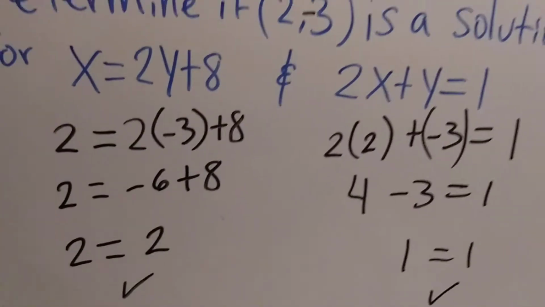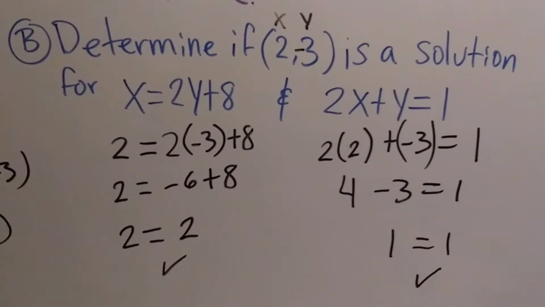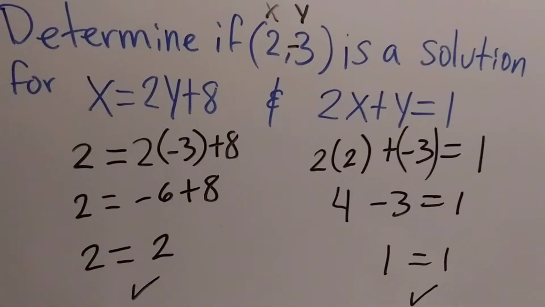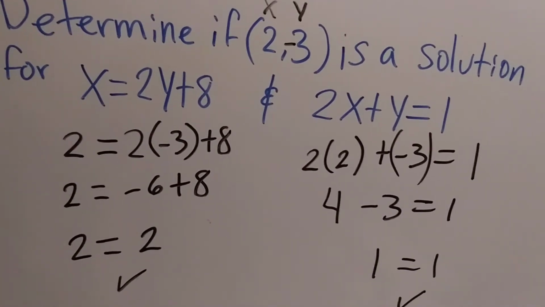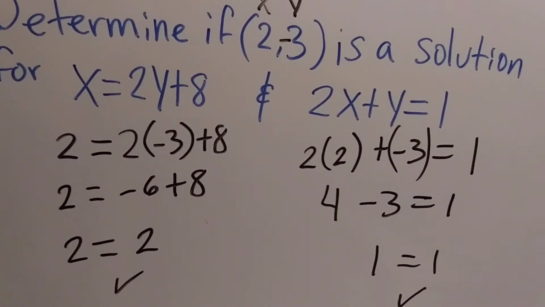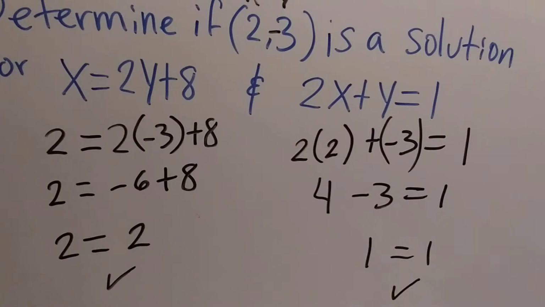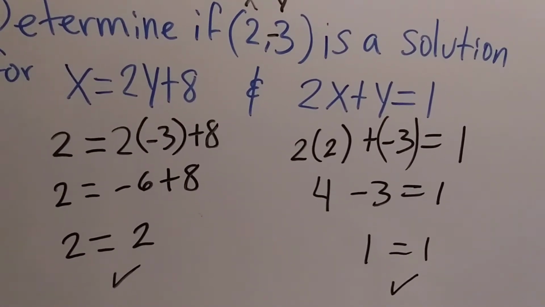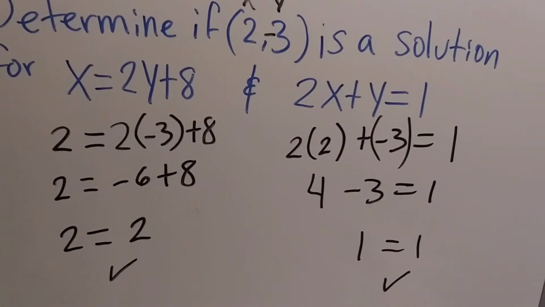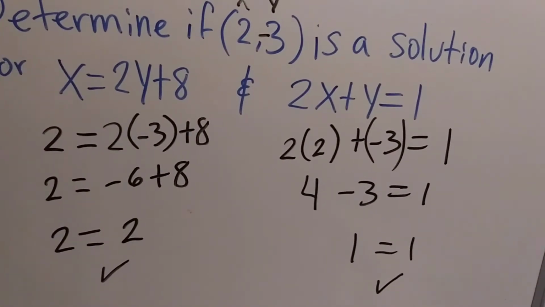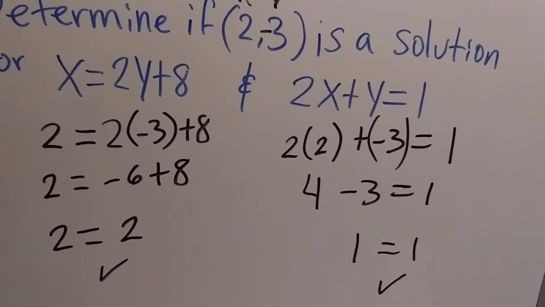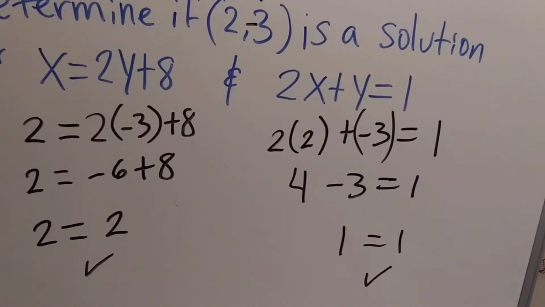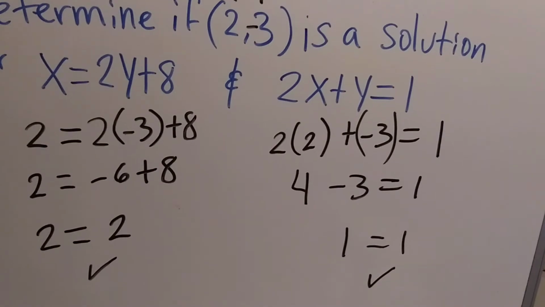So what does that mean in English, let's say? If you were to graph the equation x equals 2y plus 8 and also the equation 2x plus y equals 1, they would actually intersect, or cross, at the point (2, -3), and that's why it's considered a solution. At the point where any two linear equations meet, that's the point that's called a solution.